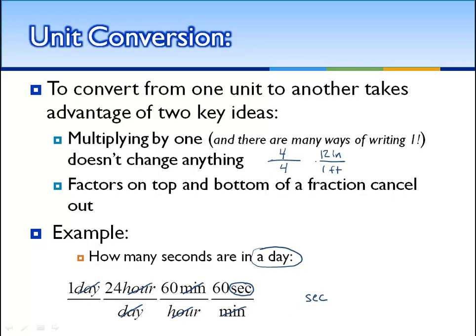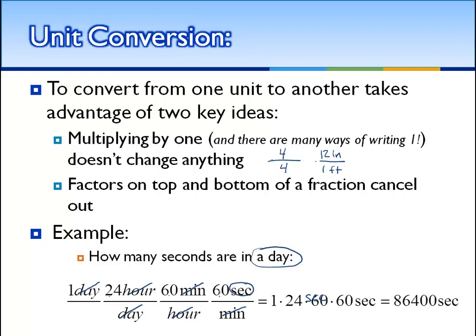And to get the number part of it, we just look at the numbers involved. 1 times 24 times 60 times 60. So 1 times 24 times 60 times 60, that's equal to 86,400 seconds.